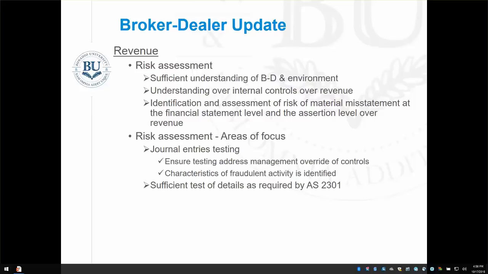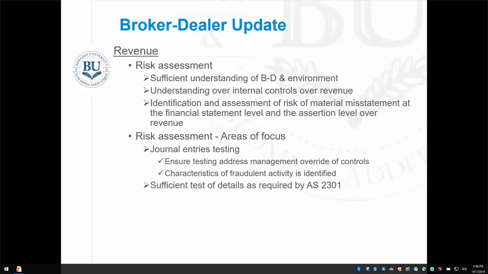As we talked about earlier in this presentation, the risk assessment was not completed appropriately by engagement teams for revenue. It was done at the audit area level or the financial statement level versus the relative assertion level, looking at all the assertions that impact revenue and doing a risk assessment at that level of detail.